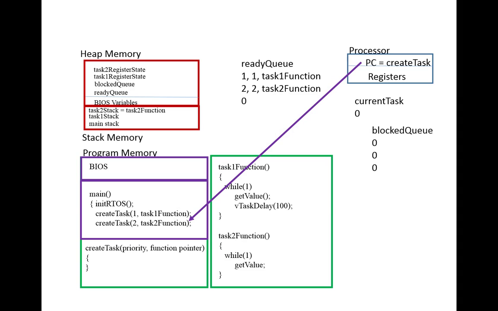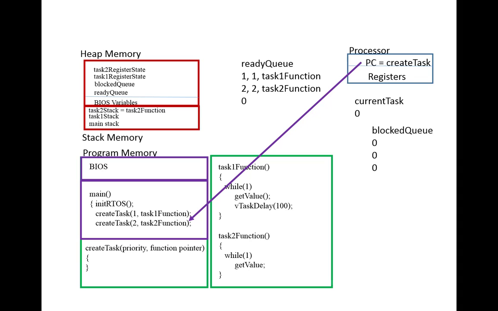We're going to do the same thing for task2. Oh, I should also point out, by the way, notice that over in our heap memory, we have also established a few variables that we're going to need later, because we're going to be moving between different tasks.